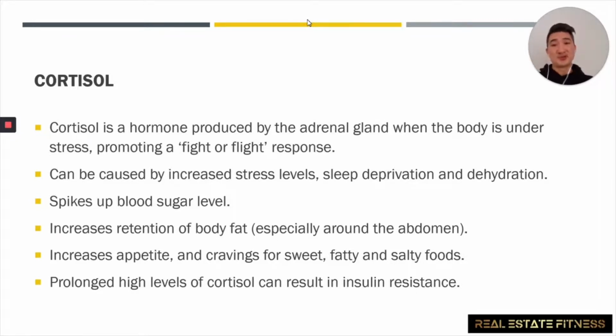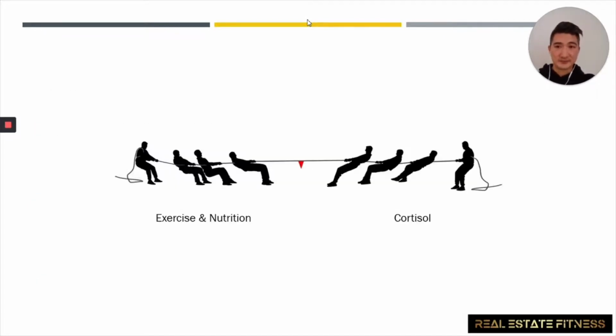It spikes up blood sugar level. It increases retention of body fat, usually around the stomach area, the abdomen, because the body wants quicker access to energy, so it's closer to the organs. It increases our appetite. It increases our cravings of sweet, fatty, and salty foods, and prolonged high levels of cortisol can result in insulin resistance, which can lead to diabetes.